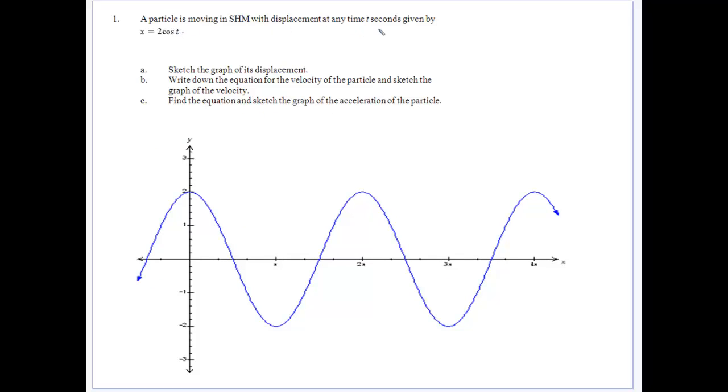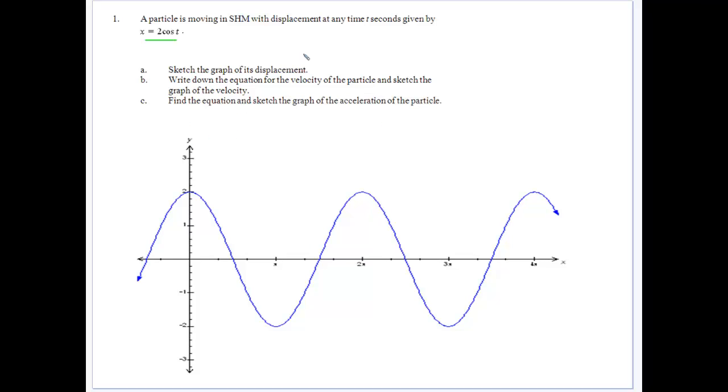So for example, in this one we've got simple harmonic motion. It's got a displacement of x is equal to 2 cos t. Well, what does the graph of that one look like? Well, we know how to draw a cos curve. We know that amplitude of 2, period of 2 pi, so that's pretty easy.